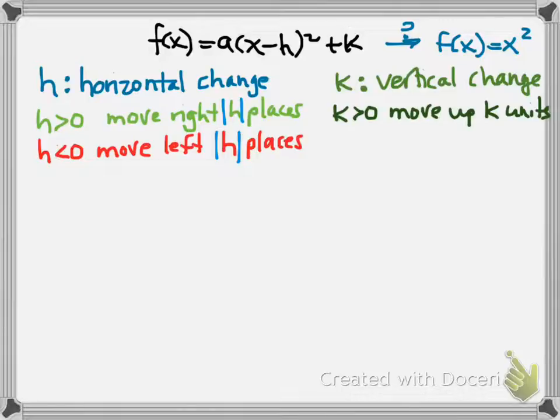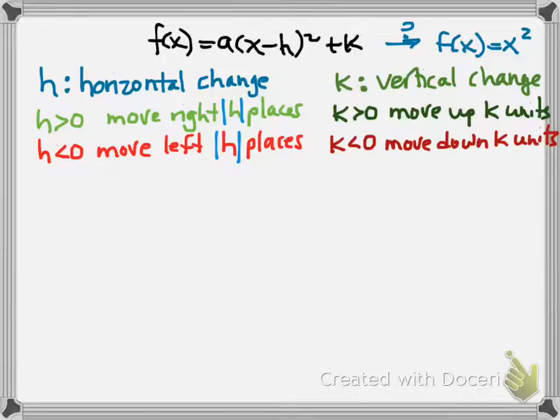And if k is negative, you're going to move down k places, or k units. You can think of k as an absolute value. The sign means down. You can't move a negative direction, or negative number of units. So those are the first two we talked about. And then A comes in.